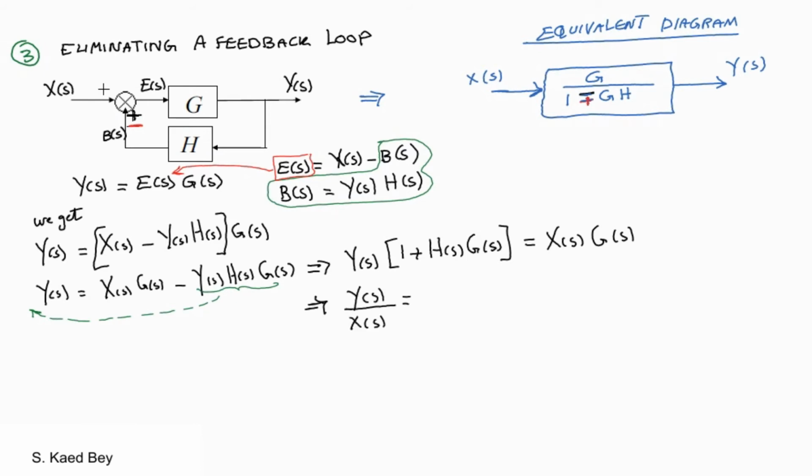Kindly note the sign in the denominator of the transfer function. We will have 1 plus gh when bs is subtracted from the input. On the other hand, we will have 1 minus gh if bs is added to the input.